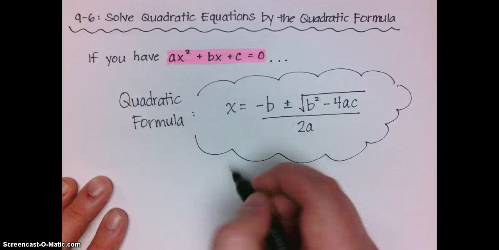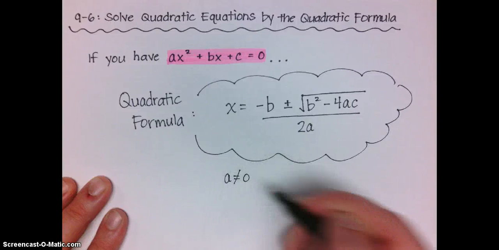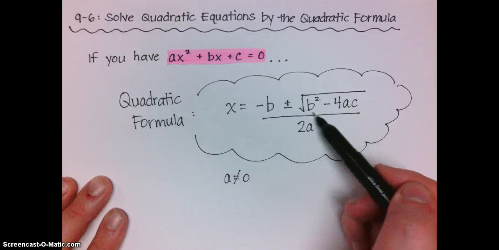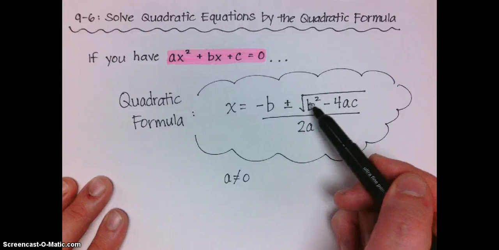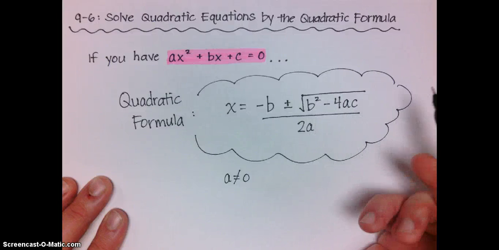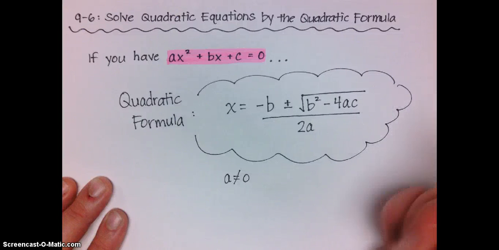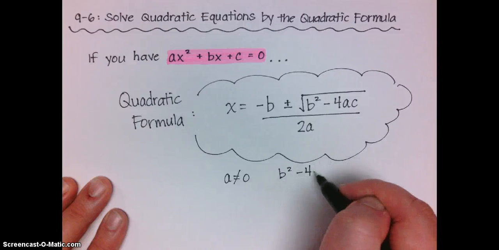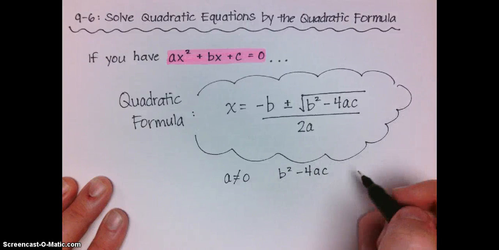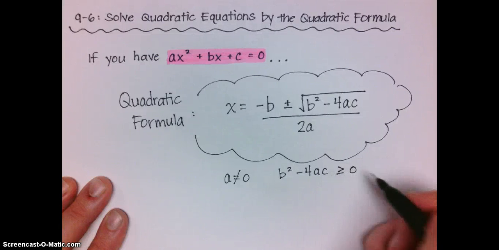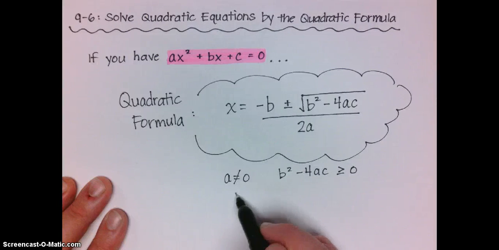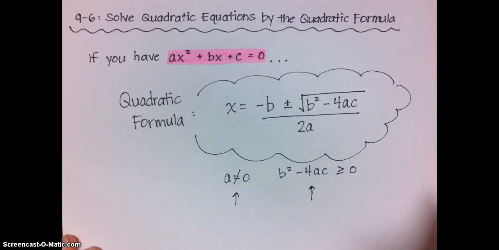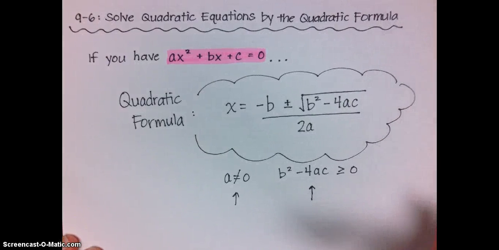There's just a couple things. A cannot equal 0 because I cannot divide anything by 0. One more thing, all of this inside the square root cannot be a negative number, because we don't know the square root of a negative number. So the only other thing is that when you figure out b squared minus 4ac, that has to be greater than or equal to 0. So these right here are the only two requirements for using this formula. All right, so why don't we go ahead and begin, and we're going to see how easy this really is.